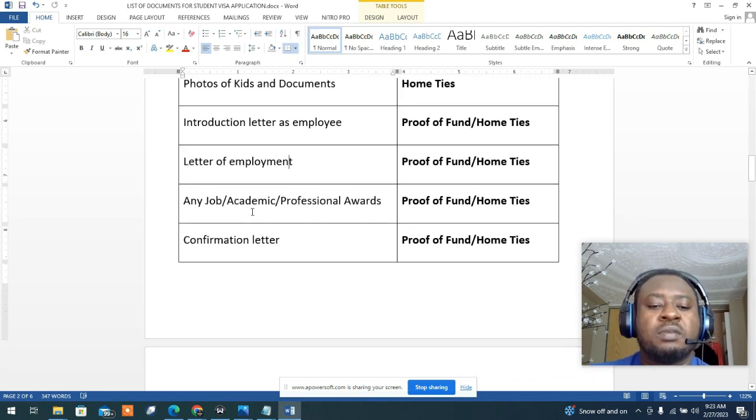Then we'll talk about any job, academic or professional awards. Maybe you got an award in your company or in school. Maybe you graduated with first class and they gave you an award. And maybe in a professional group, maybe you belong to a certified organization like ICAN, and they gave you an award. So you can also include that.